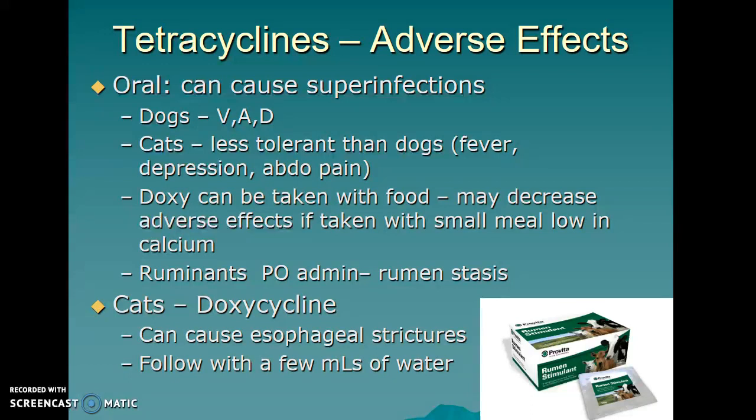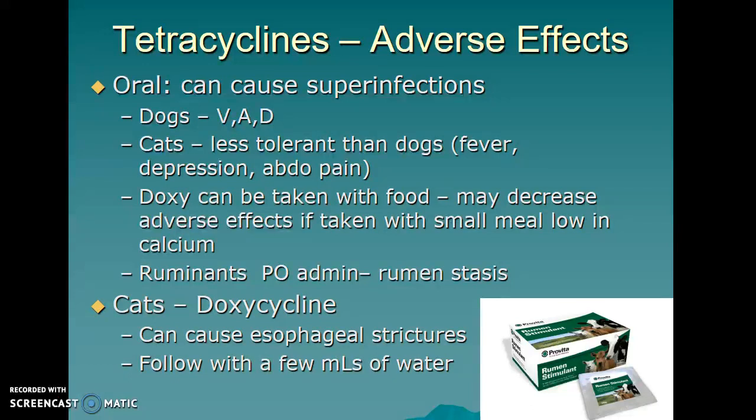And so that's always the thing that you want to ask on a callback. Usually owners will call you if the animal starts vomiting, but you want to have them watch for diarrhea as well. With cats, they can be less tolerant than dogs. They actually will get fever, sometimes become depressed and get abdominal pain. We can give doxycycline with food, and that can help sometimes with decreasing the adverse effects. And then ruminants, with oral administration, we can sometimes get ruminal stasis. So that's why the injectable is more favored for ruminants.